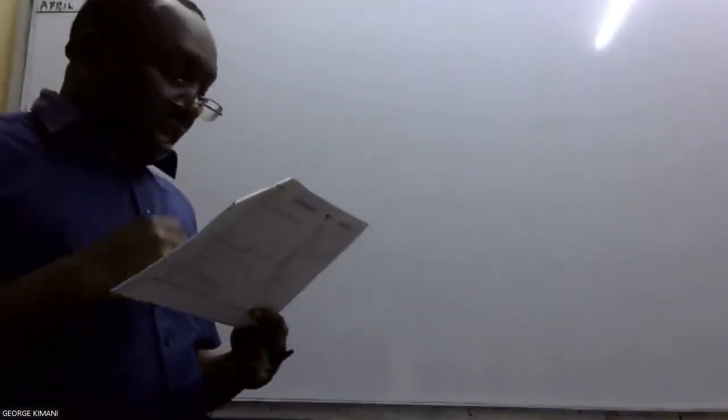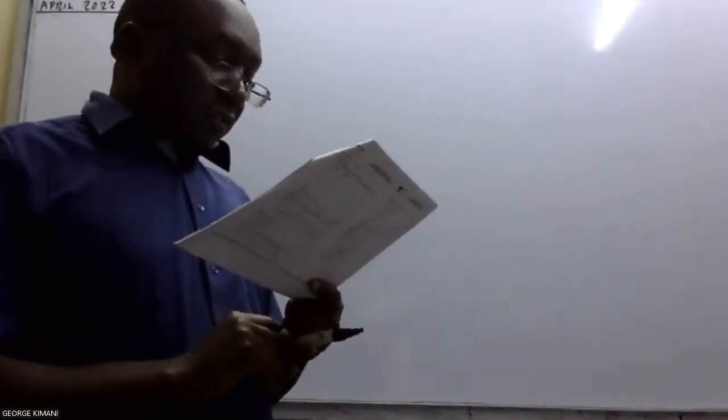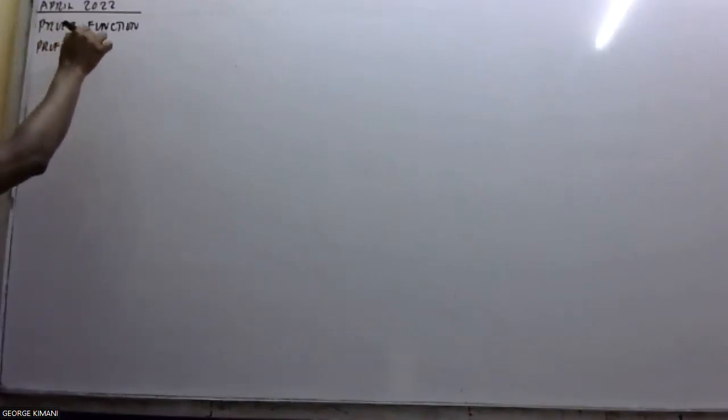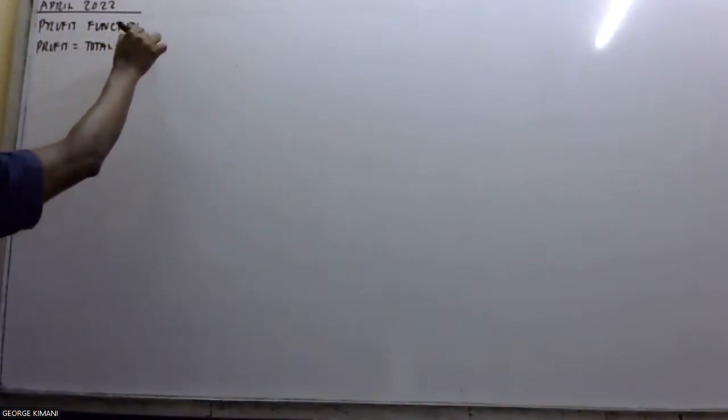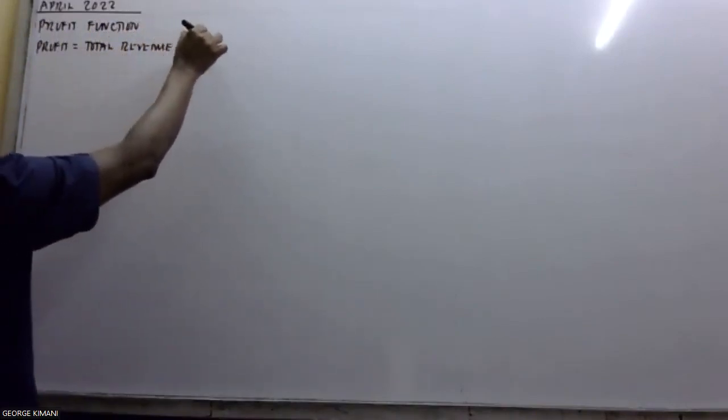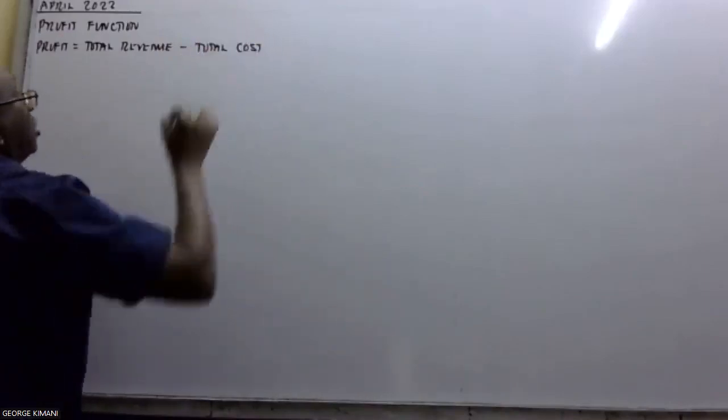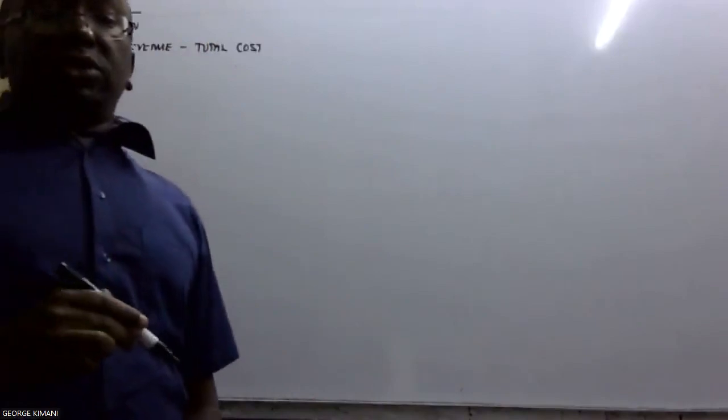The next question says that the average revenue function of a certain company is given by that function, the cost function is given by that. In both cases, Q represents the quantity. So you're told to get the profit function. If they tell you to get the profit function, I told you, you begin by saying that profit is given as total revenue minus total costs.